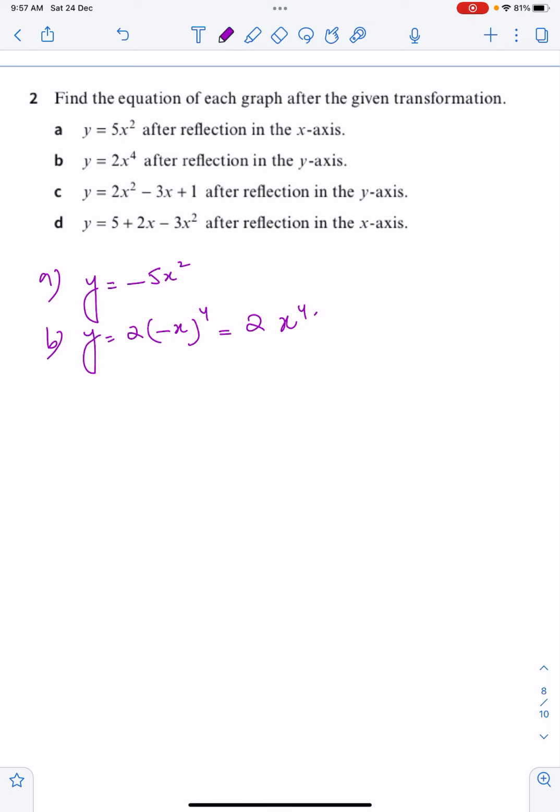The reason for this is that this curve is actually symmetrical. The line of symmetry is the y-axis, so there's no effect. This side of the curve has gone onto this side and this side of the curve has gone onto this side. That's why there's no change in the equation.